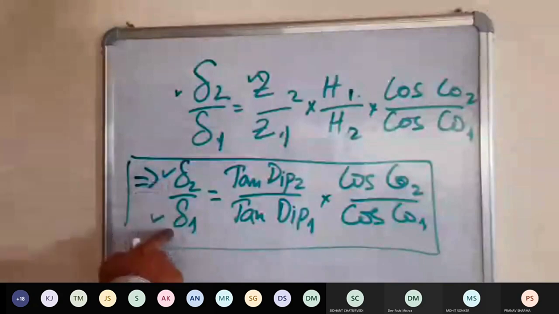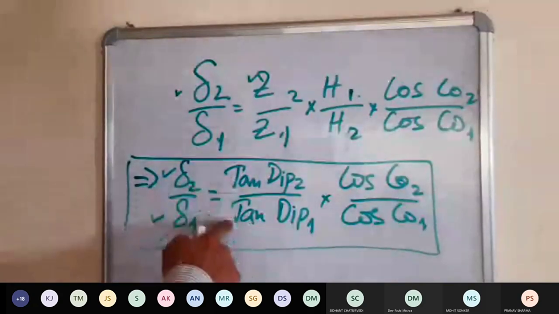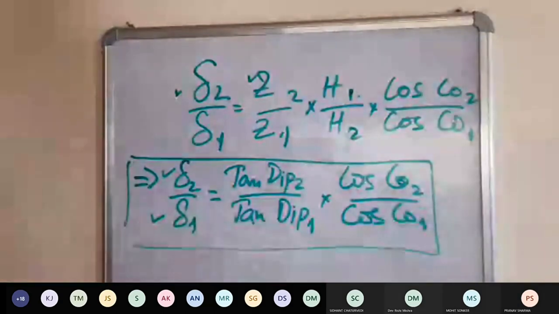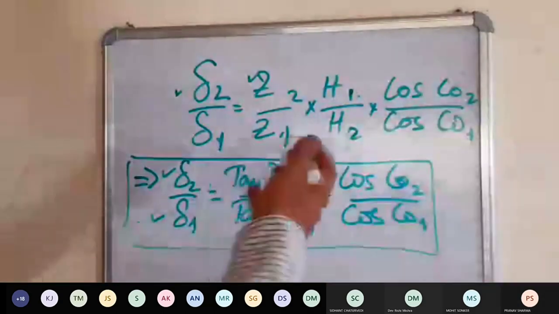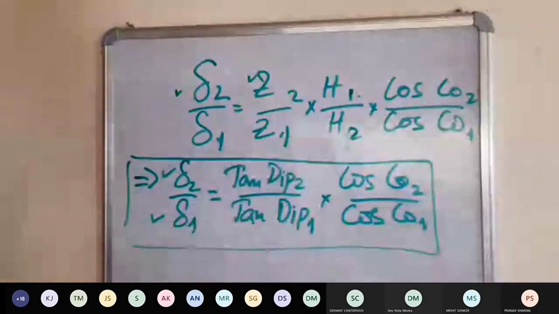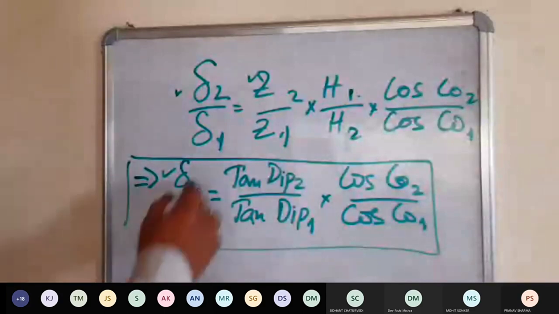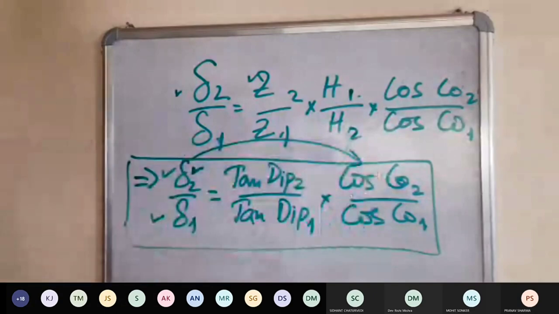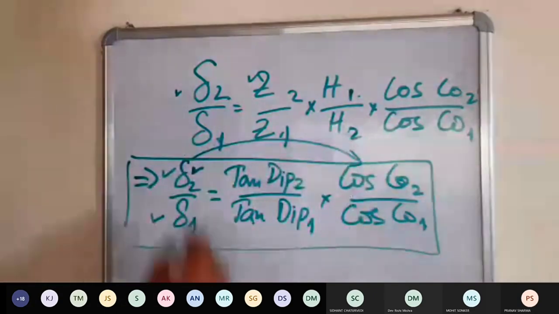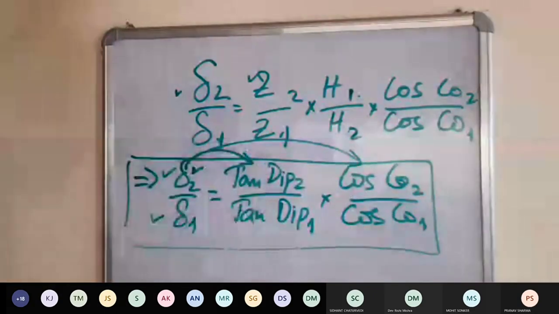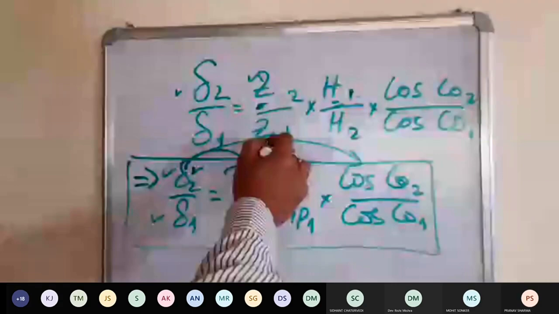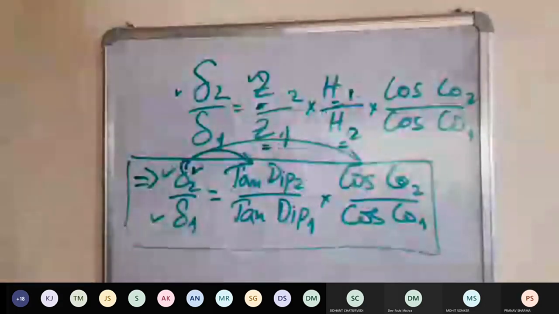Jaise jaise latitude change hoga, dip ka angle change hoga, aur saath mein course ke upar bhi depend karega ki kis course pe kitna ho gaya. Abhi humne dekha ki on different courses how they are going to produce the deviation. So deviation is a factor of the course, and it is also a factor of the dip angle. This dip angle decides the relationship between this and this, H and Z ke beech mein.